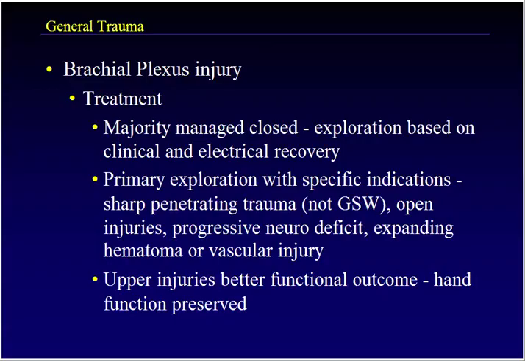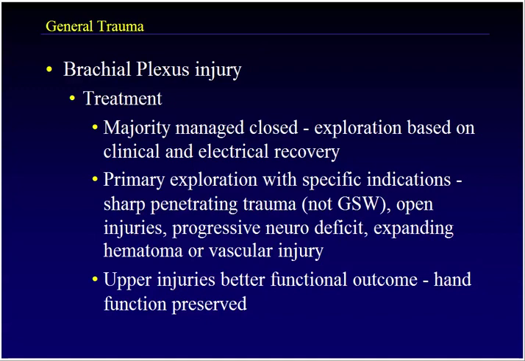Now, the treatment of brachial plexus injuries, the majority of these are fortunately managed best with closed observation. You really base your indications for exploration on the clinical findings and the extent of the recovery. There are a few indications for acute primary exploration of the brachial plexus, and that would include sharp penetrating trauma, but not gunshot wounds. The gunshot wounds typically cause a more concussive effect to the brachial plexus, and the prognosis for recovery in those injuries is actually quite good.